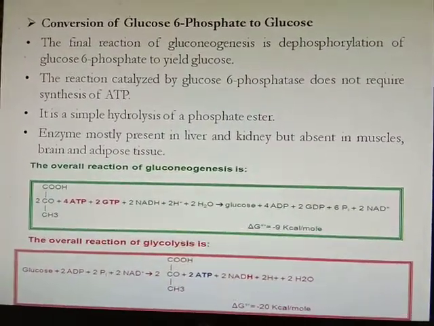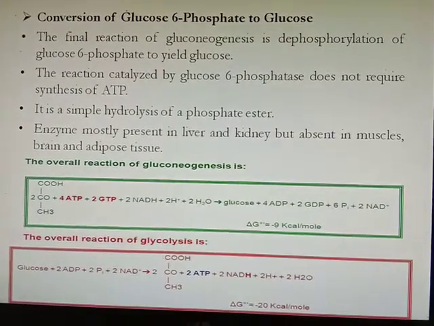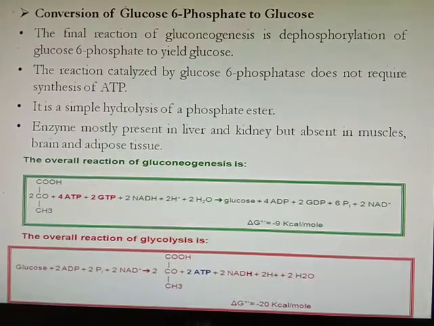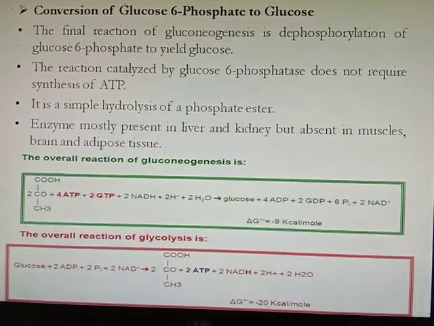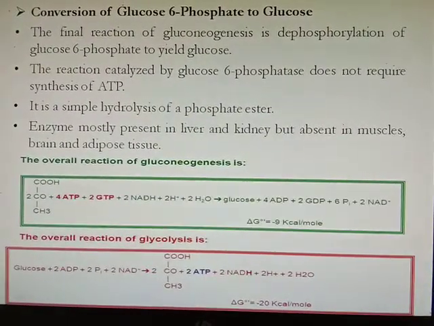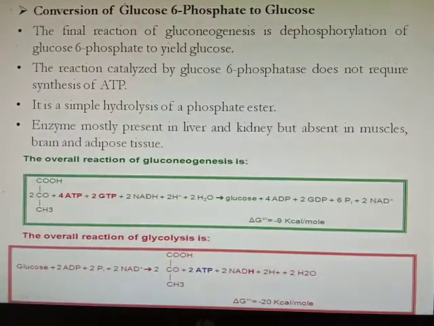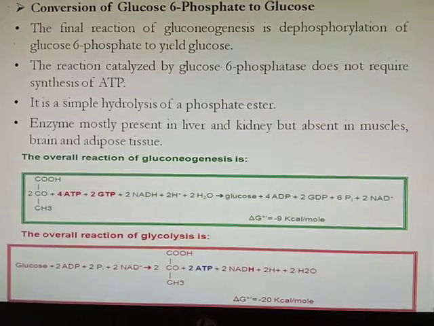Then, conversion of glucose 6-phosphate to glucose. The final reaction of gluconeogenesis is dephosphorylation of glucose 6-phosphate to yield glucose. The reaction is catalyzed by glucose 6-phosphatase and does not require synthesis of ATP. It is a simple hydrolysis of a phosphate ester.